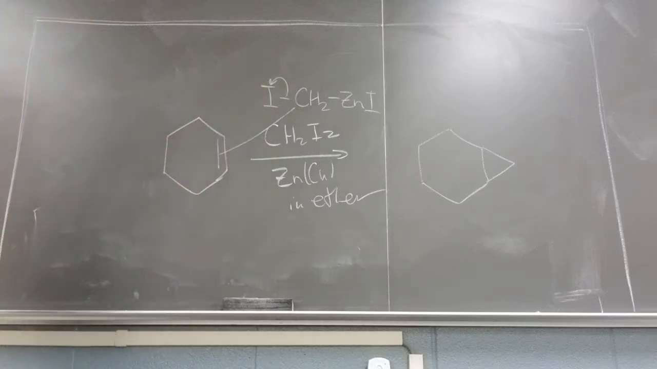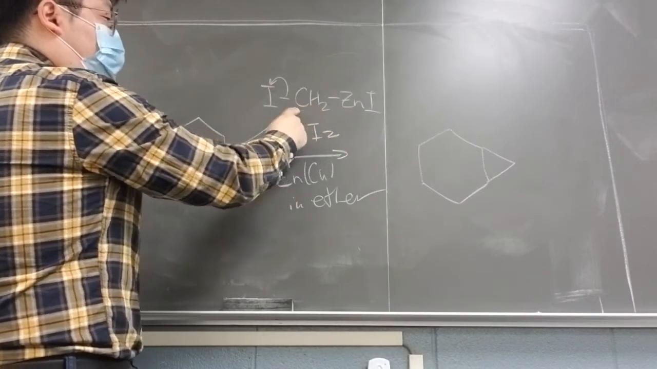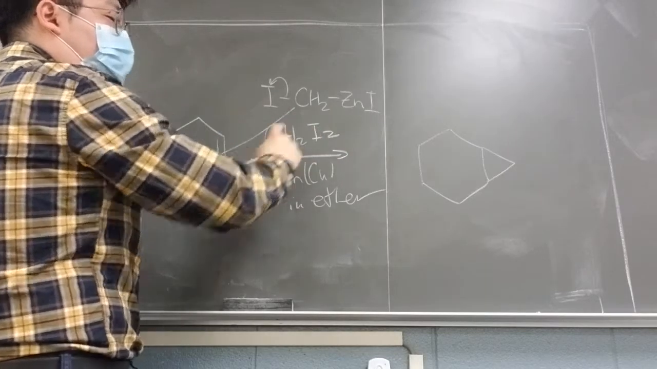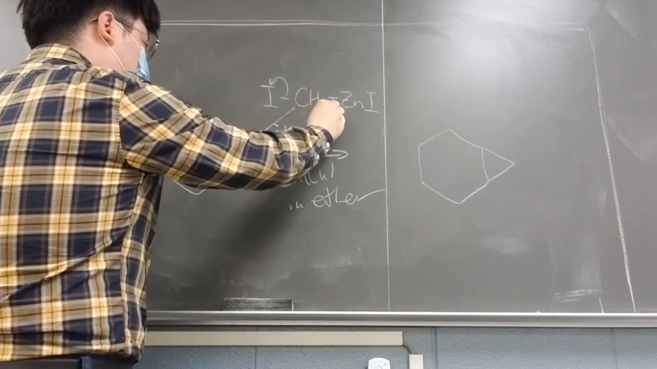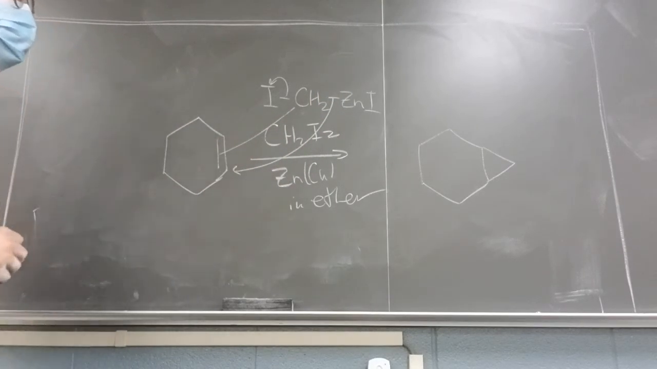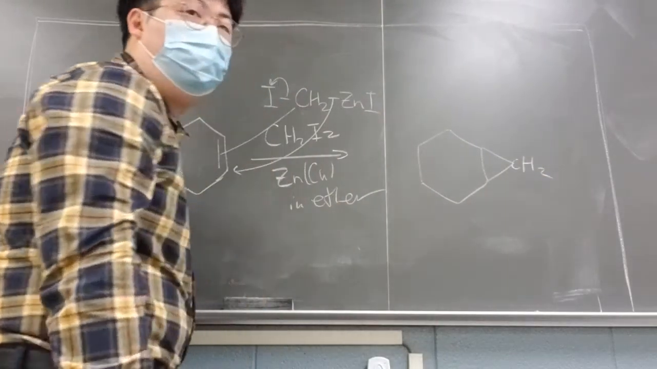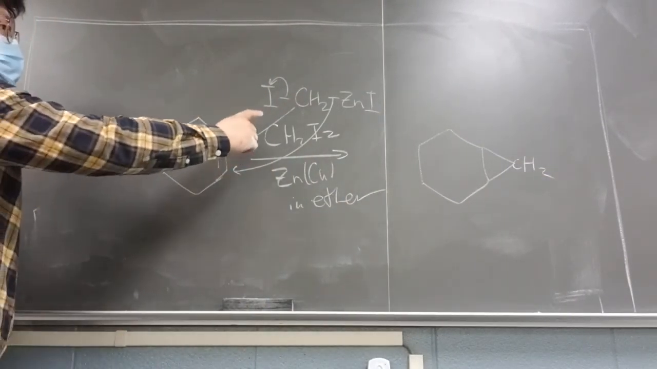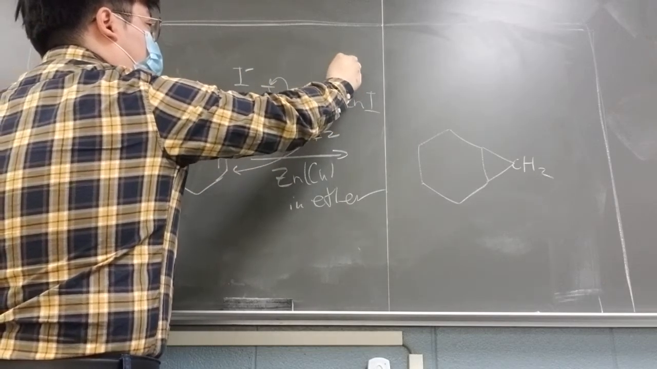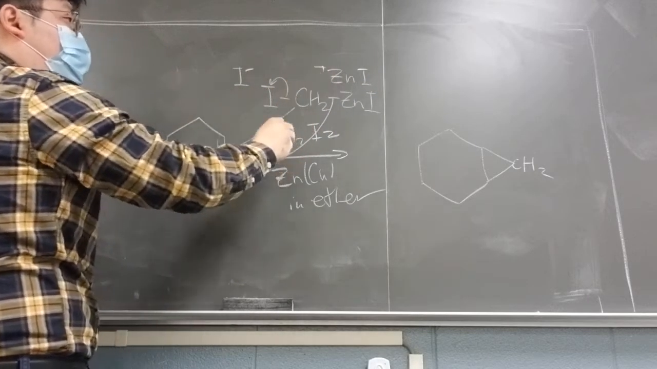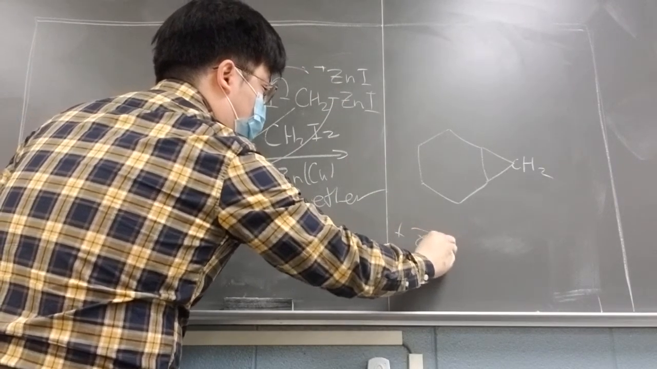So if the priority 1 groups are across from each other at the double bond, it's called E, from entgegen. Entgegen means it's on the opposite side. So it'll be E-1-bromo-2-chloro-pent-2-ene, or 2-pentene. Okay, makes sense, right?